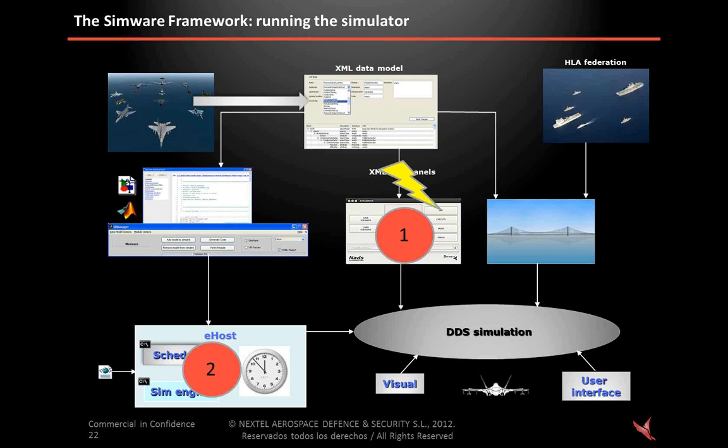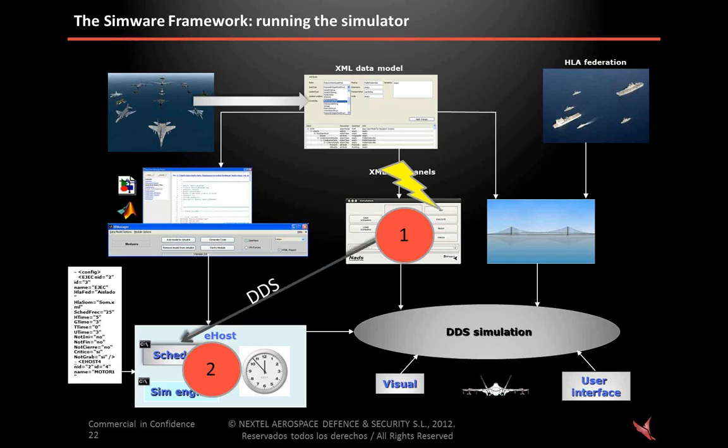And then the user presses init. And then this goes through DDS to the scheduler. And the scheduler loads the configuration file. So now the scheduler knows about the simulation, what is going to be in the simulation. Next step, the simulation engines will ask about this information, and then will load the simulation models they have to load.